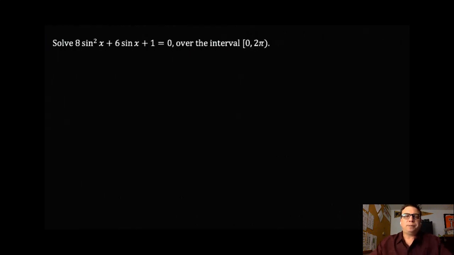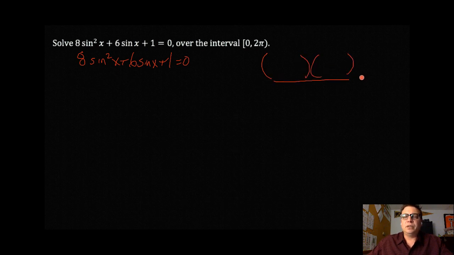All right, next example. So this one, I'm just going to rewrite. So I've got 8 sine squared x plus 6 sine x plus 1 is equal to 0. I've got to factor this. So in order for me to factor, I'm going to try and do, again, the division method. So I need 8, and I'm going to say let y equal sine x, just so that it's a little bit cleaner.